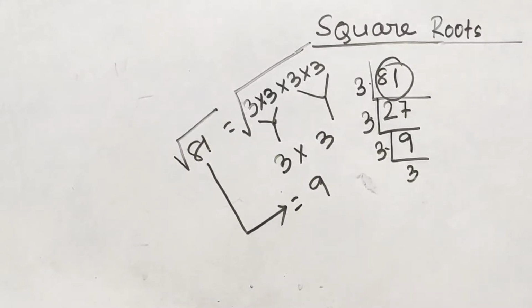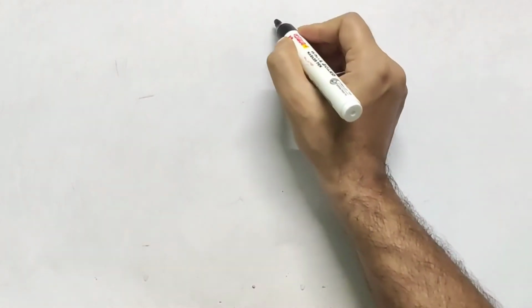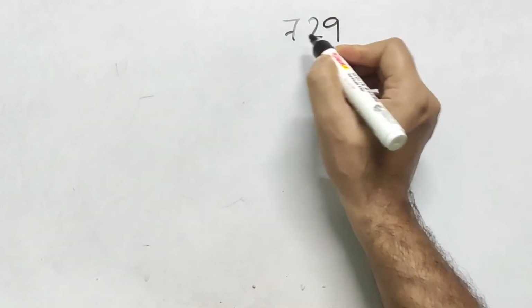This is the basic understanding of squares and square roots. Now let's talk about the trick, how we can find any square root within seconds. Suppose we have to find the square root of 729. Let's talk about the conventional, traditional method first.